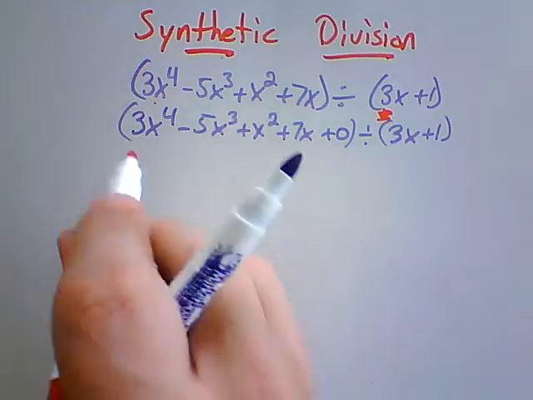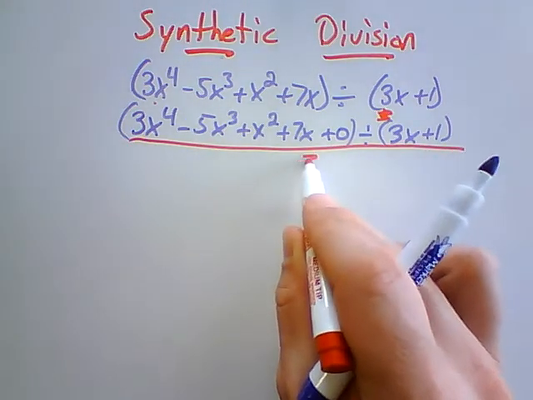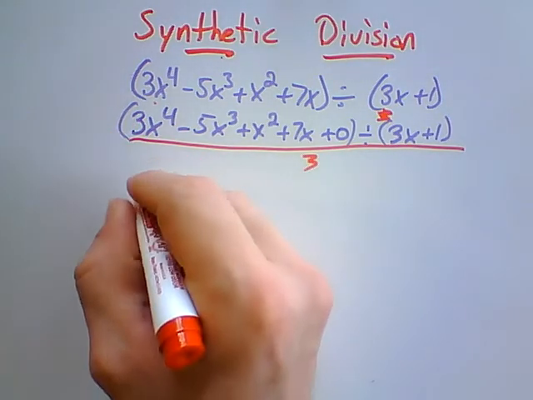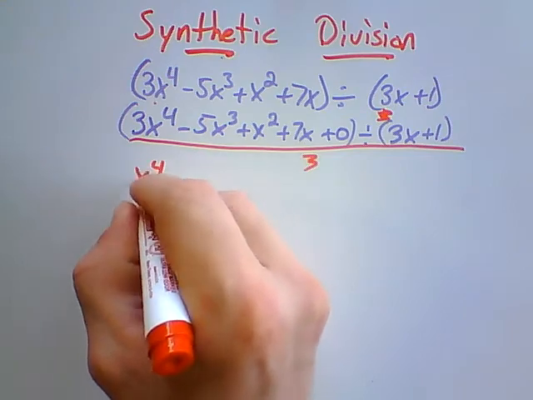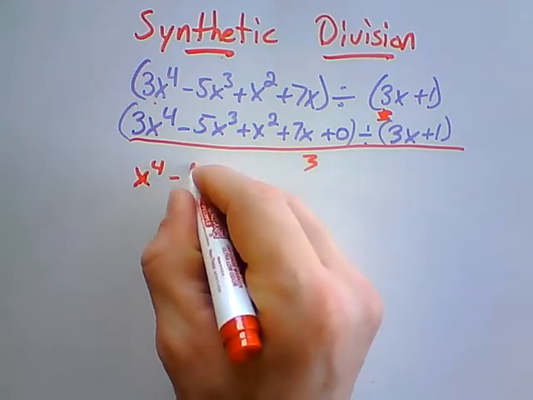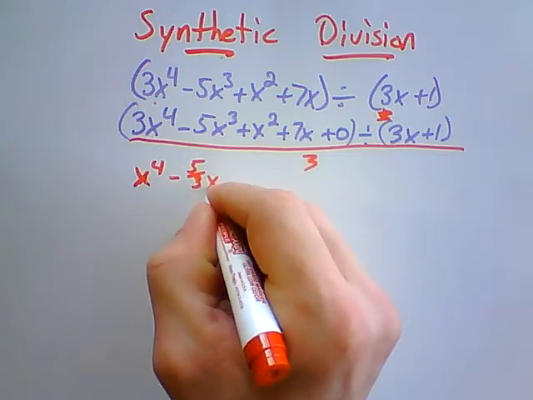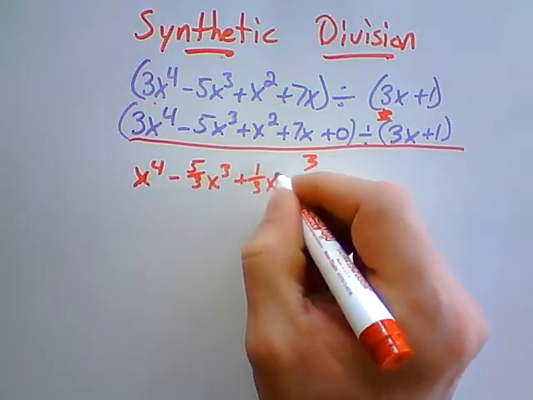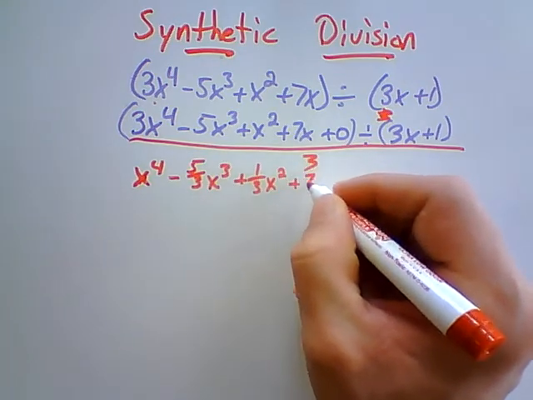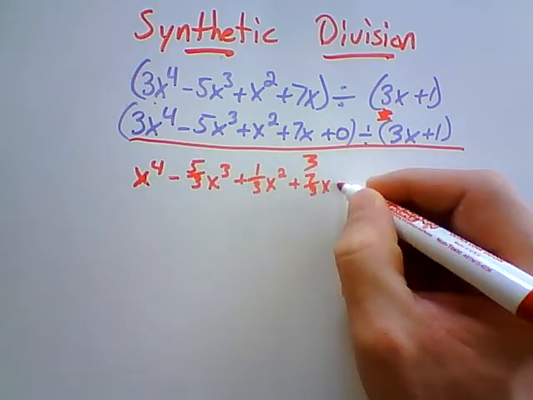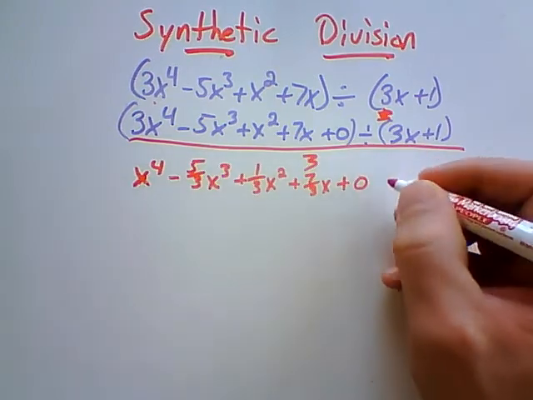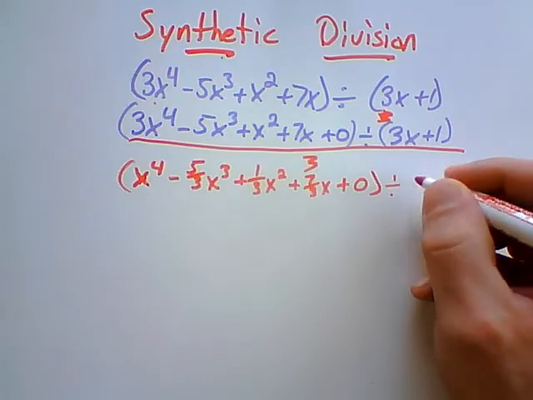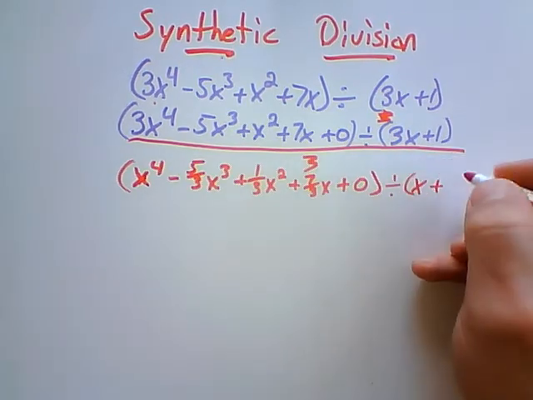Now, I'm going to divide everything by 3. That gives me 3 divided by 3 is just 1, so it gives me x to the 4th minus 5 over 3 x cubed plus 1 over 3 x squared plus 7 over 3 x plus 0 over 3 is just 0, divided by 3 over 3 is just 1, and 1 over 3 is 1/3.